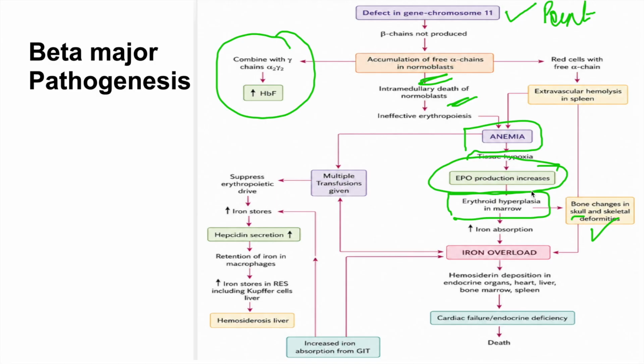Then these patients require multiple transfusions, and because of this and the RBCs which are getting hemolyzed, there will be iron overload, and other features of iron overload will be seen. We will see that later on also.